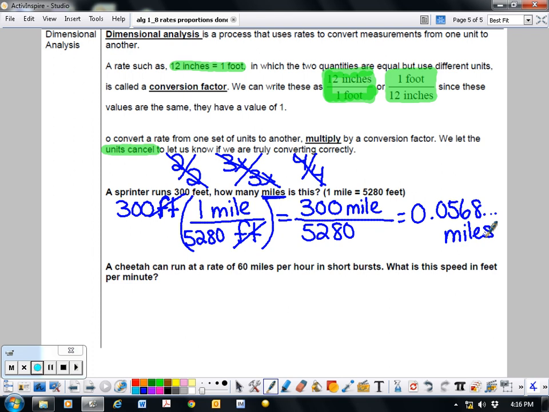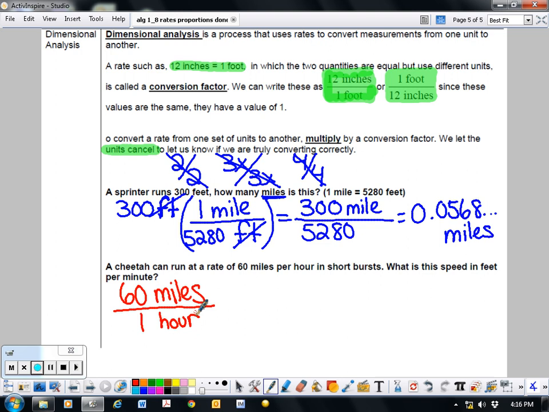And this is what we call dimensional analysis. And like I said, it's used all the time in science. So we're going to go ahead and try another one. And then we're done for section 1.8. So a cheetah can run at a rate of 60 miles per hour. So that means I have 1 hour on the bottom. Because when it says per hour, it means per 1 hour. In short bursts, what is the speed in feet per minute?